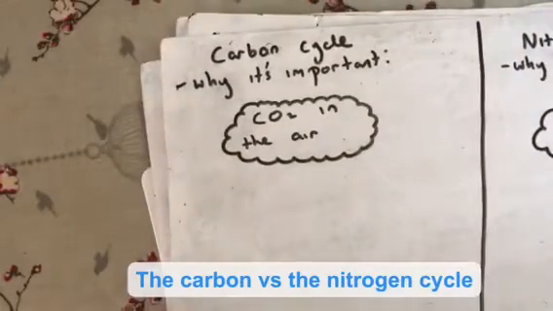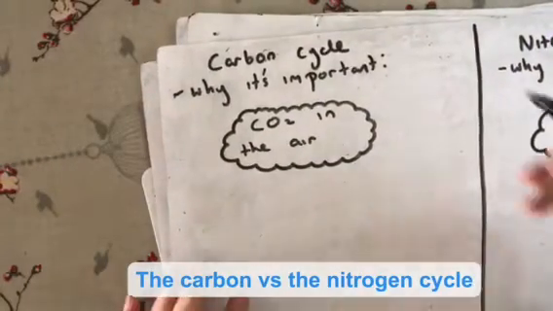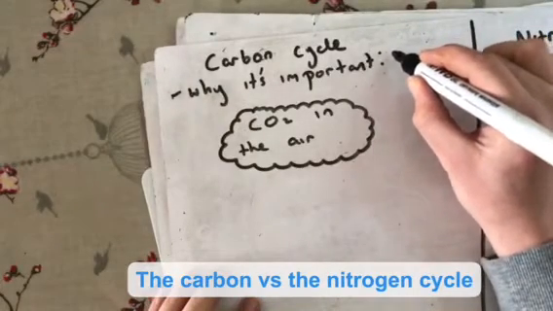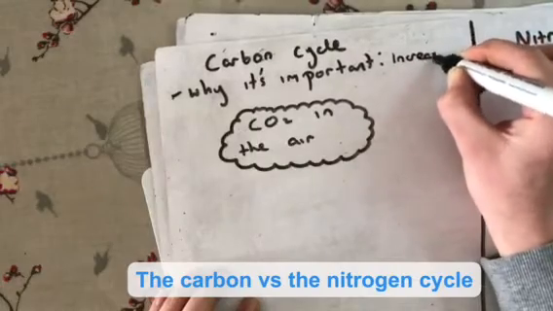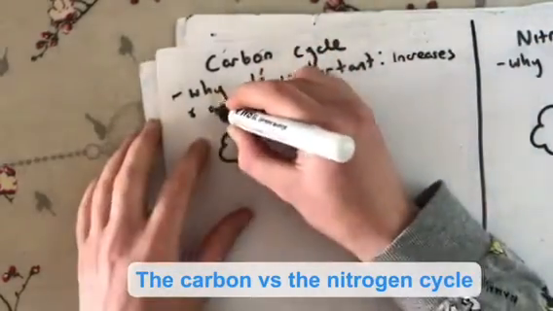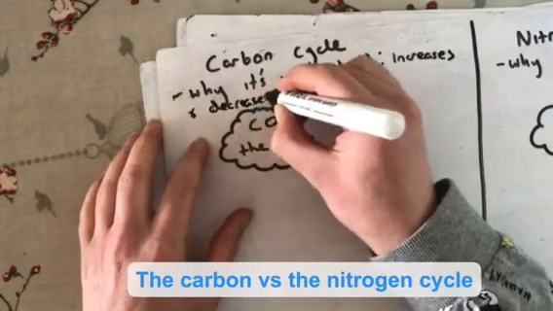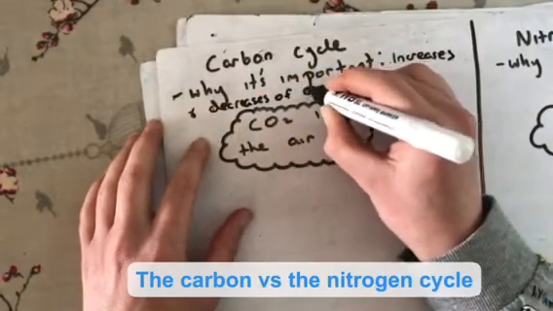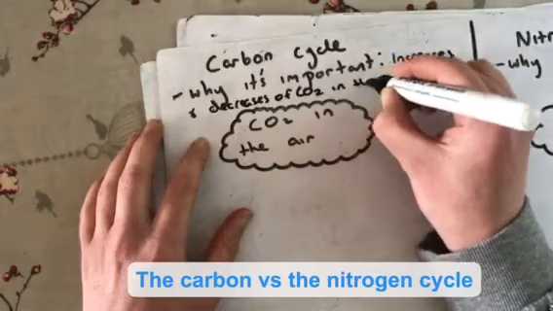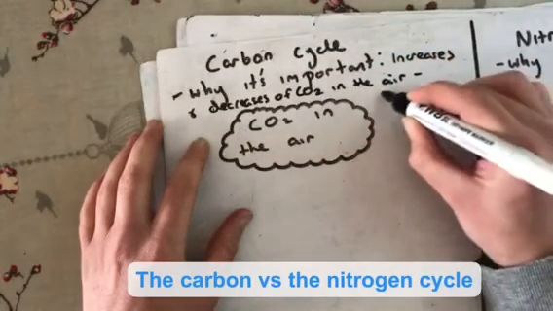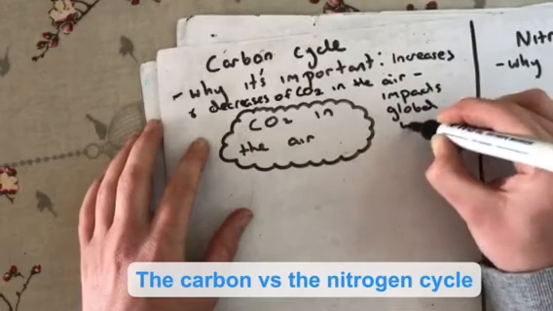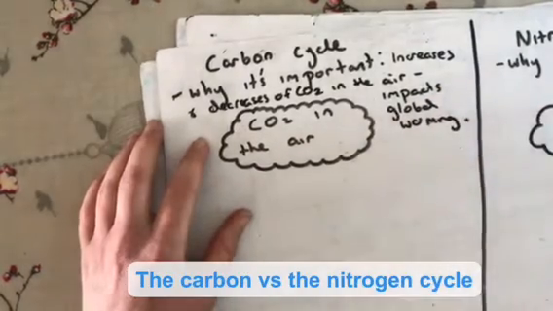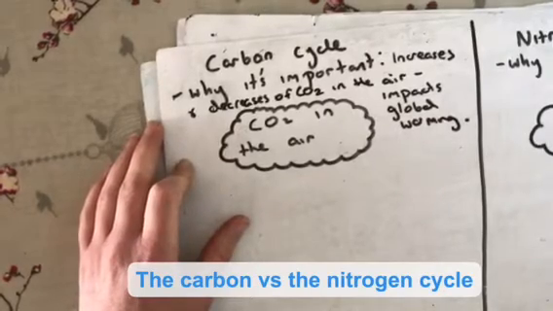Now first of all, why is it important? Now the carbon cycle is really important because it involves the increases and decreases of CO2 in the air, which obviously impacts global warming. Okay, so that's why it's important, all right? So it involves the increases and decreases of CO2 in the air, impacts global warming.